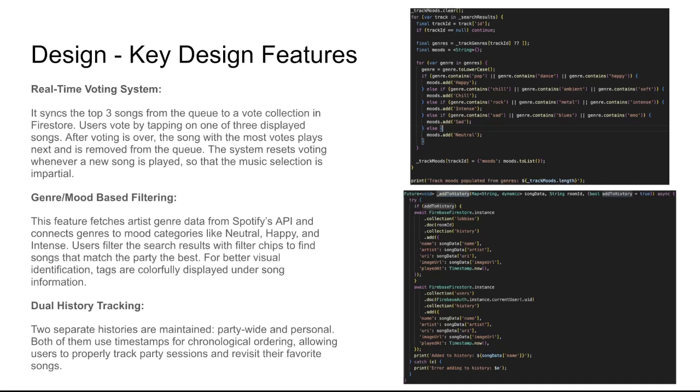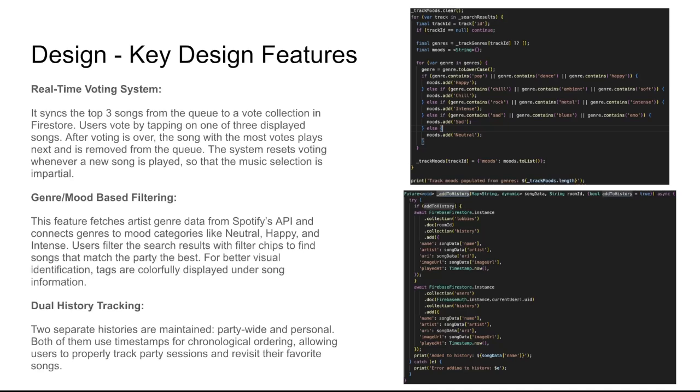When voting is enabled, users see a dialog displaying these three songs with their album artwork and current vote counts. Users tap on their preferred song to cast their vote, and Firestore's FieldValue.increment is used to update the vote count, which prevents race conditions when multiple users vote simultaneously. Once voting ends, the song with the highest votes plays next, and it gets removed from the queue.